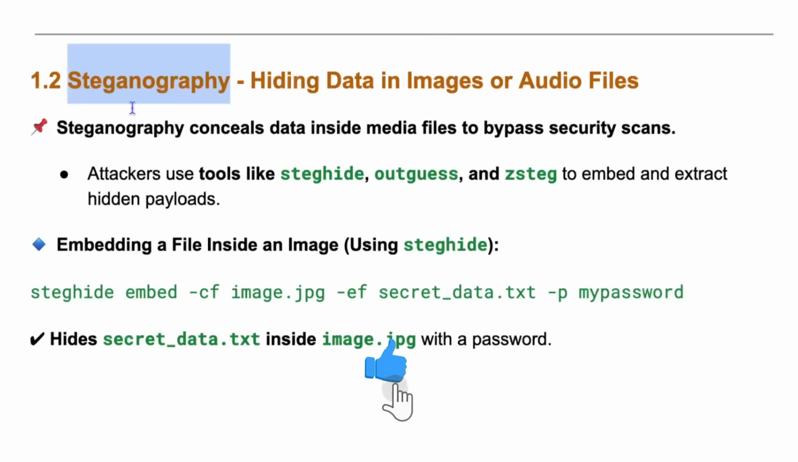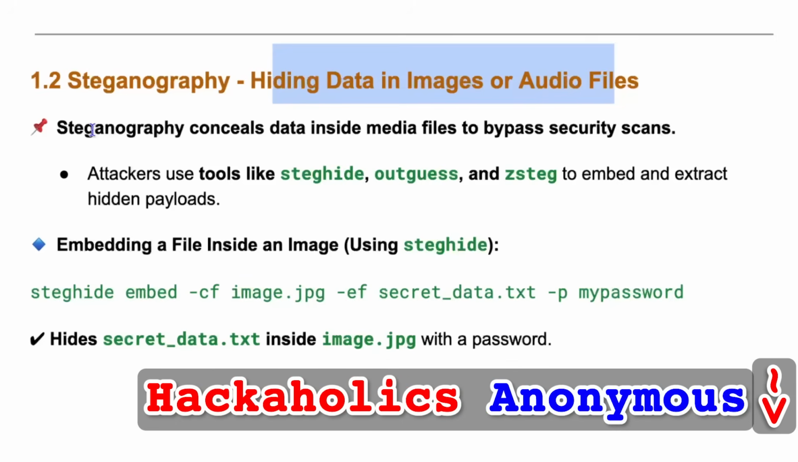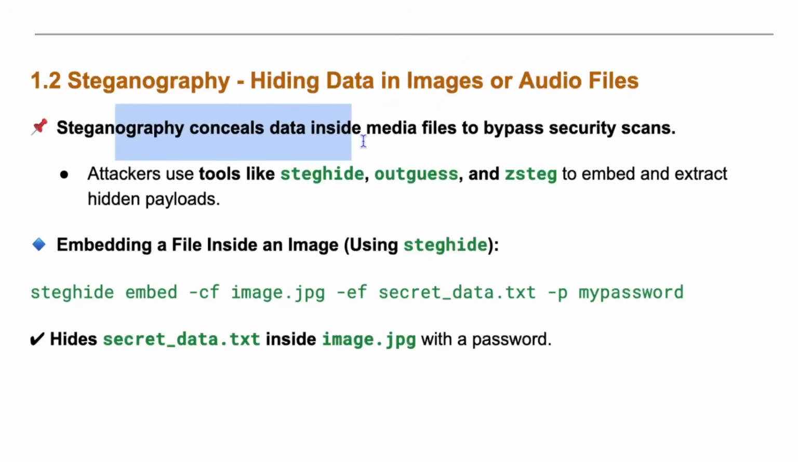First up is steganography, and this is the hiding of data inside of images or audio files, or really any other kind of file. You're not putting it in the actual contents of the file, but you are hiding it within the bits of the file. So it conceals data inside media files to bypass security scans. Attackers use tools like steghide, outguess, and zsteg to embed and extract hidden payloads.